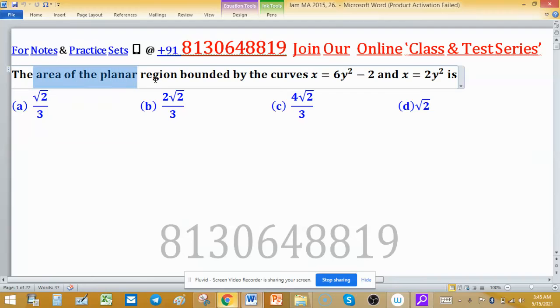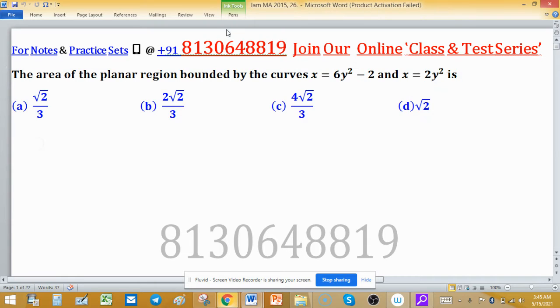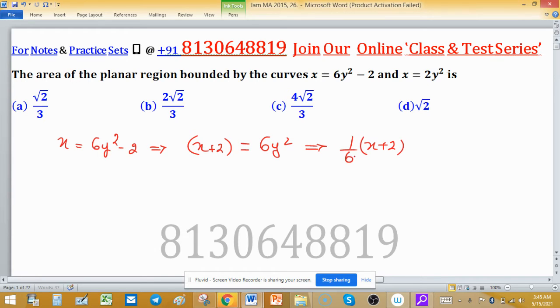The area of the planar region bounded by the curves x equal to 6y square minus 2 and x equal to 2y square. These two curves are equations of parabolas. This, x equal to 6y square minus 2, can be written as x plus 2 is equal to 6y square, and this can be written as x plus 2 divided by 1 upon 6 is equal to y square, which is y minus 0 whole square.